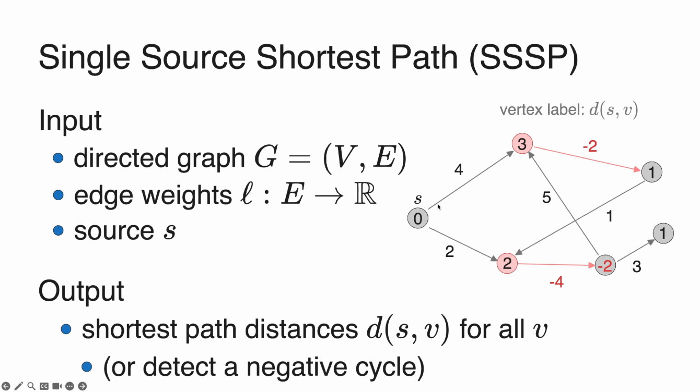The problem definition is that you are given a directed graph with real number edge weights, and you need to compute the shortest path from a given source S to each other vertex. And if there is a negative cycle, then you need to output one.